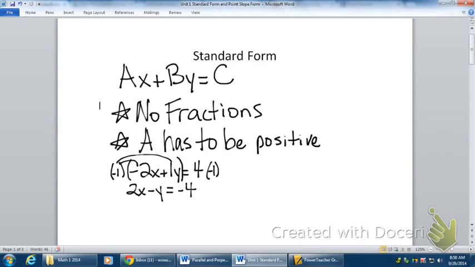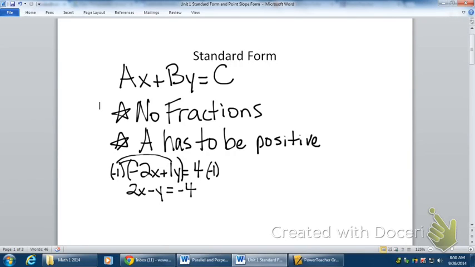Now, is our a positive? Yes. Our a is positive, so now we're in standard form. Is there any fractions? No. It does not matter if y is negative or if your c value is negative. Only thing you need to check if it's positive or negative is a. Why does the a have to be positive? That's just how it is. Just the name of the game.